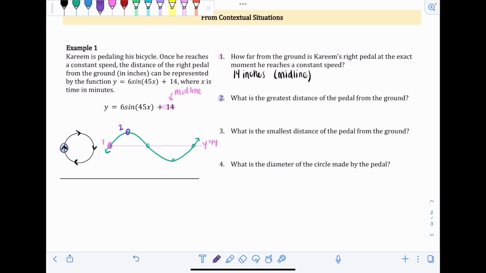We know that the midline is 14, but this point's above the midline. And if we want to figure out how far it is above the midline, we have to look at what the amplitude is, and we can find that from the function. It's the number out in front. So that 6 out in front, that's the amplitude. And that means that's the distance from the midline up to the highest point. So to find that point, we would just take the midline, 14, and add the amplitude, which is 6. And so that'll give us a height of 20 inches.